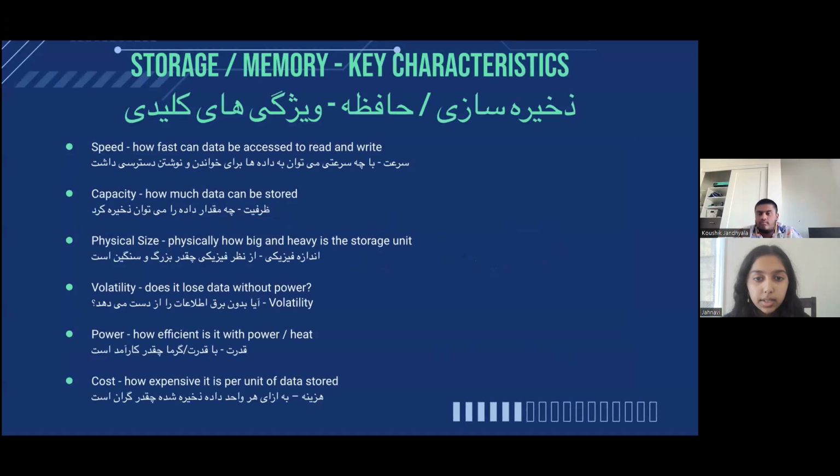First, we have speed, or how fast data can be accessed to read and write. Capacity, which is how much data can be stored. Physical size, which is physically how big or how heavy the storage unit is. Volatility, which is if it loses data without power. Power, which is how efficient it is with power and heat. And cost, which is how expensive it is per unit of data stored.